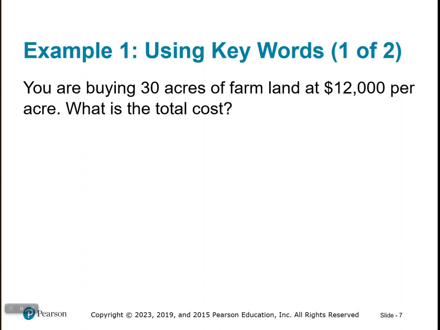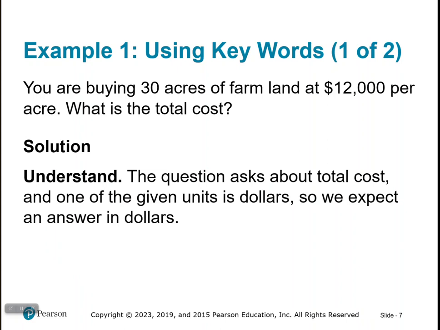You're buying 30 acres of farmland at $12,000 per acre. What is the total cost? Well, first of all, you're probably not in southern New Mexico because most of that land is $100,000 per acre. So I'm buying. Where are we at?